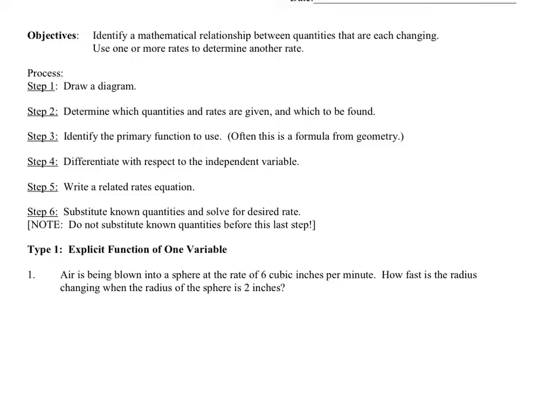The differentiating part, that's just taking the derivative. Write a related rates equation. That one seems like a very useless step. It's like, wait, isn't that the title of the lesson? Isn't that what we're supposed to be doing? Write a related rates equation. That is also known as a differential equation, an equation involving derivatives.